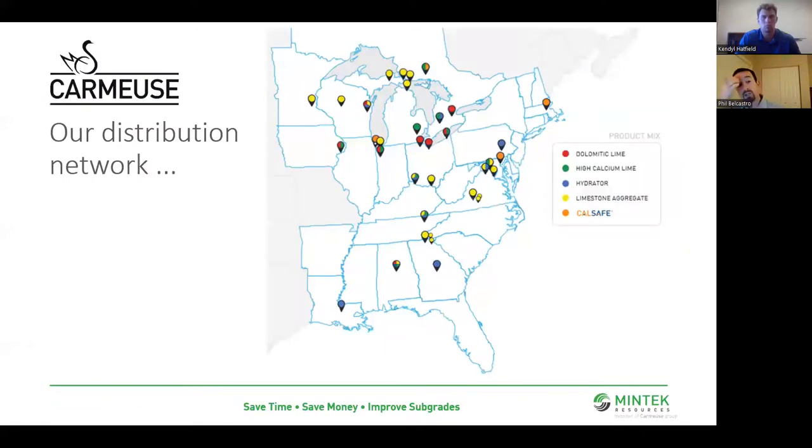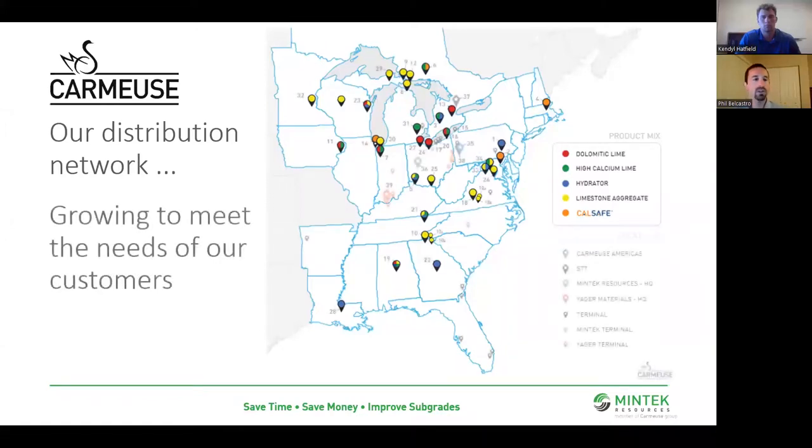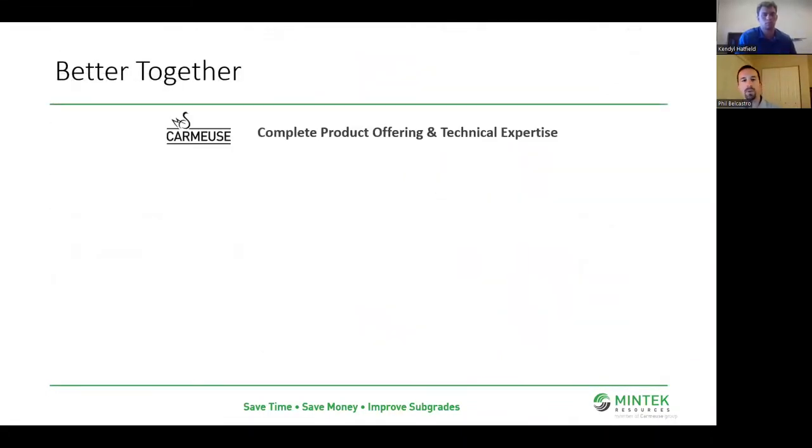So here's a quick look at our distribution network, our different plants that we have around. You can see our focus is more east of the Mississippi, with a couple outliers going west. But we're really starting to grow to meet the needs of you folks out there, our customers. And we've really developed a nice team here.